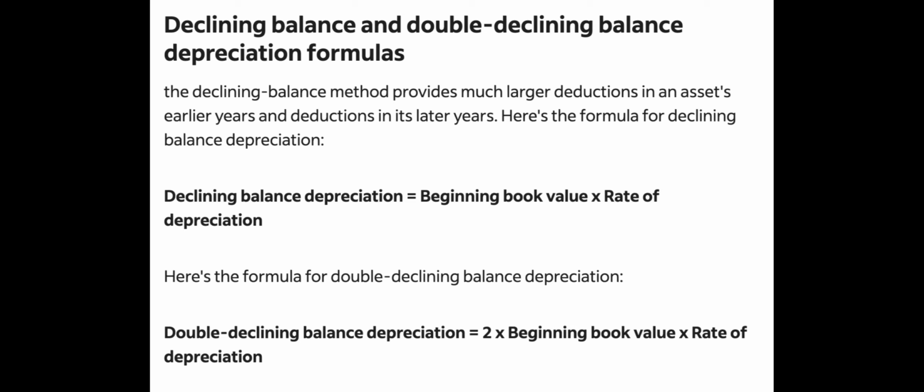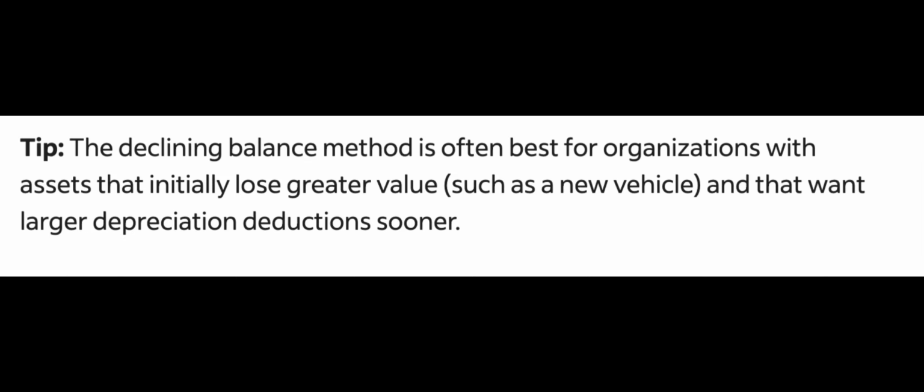Declining balance depreciation equals beginning book value x rate of depreciation. Here's the formula for double declining balance depreciation. Double declining balance depreciation equals 2 x beginning book value x rate of depreciation. Tip: the declining balance method is often best for organizations with assets that initially lose greater value, such as a new vehicle, and that want larger depreciation deductions sooner.